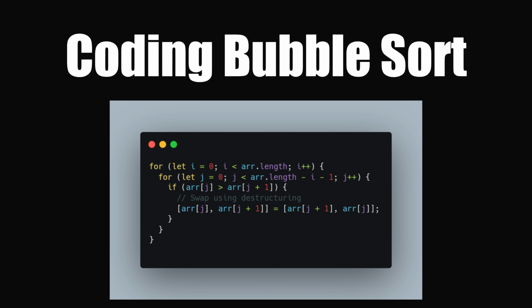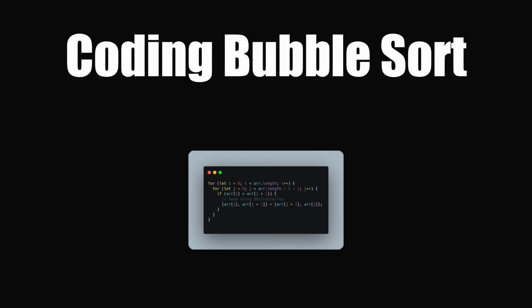If the array item at position j is greater than the array item at position j plus 1, we'll use destructuring to swap those positions. There's a few different ways that you could do it, but this is going to be the easiest way to understand and probably the way that you'll start out with if you're just learning JavaScript. So now I want to bring this to life visually so that you can take a look at what it looks like.